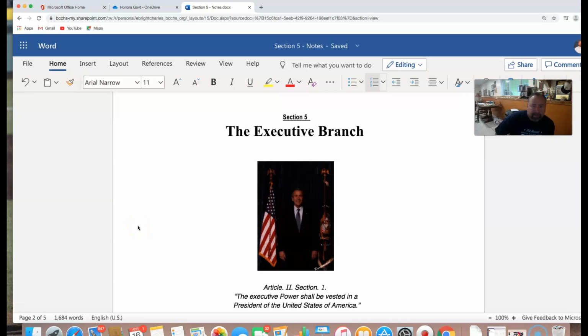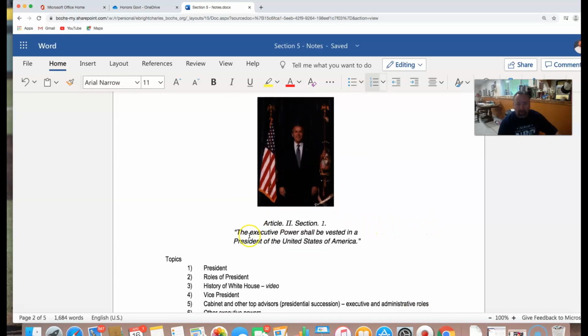Hey guys, good morning. As you can see, we got a new section to start on today, and that is the executive branch. Got your tests. Thank you for doing that. And we're just going to move forward into the second branch of government, which is discussed in Article 2 of the Constitution.